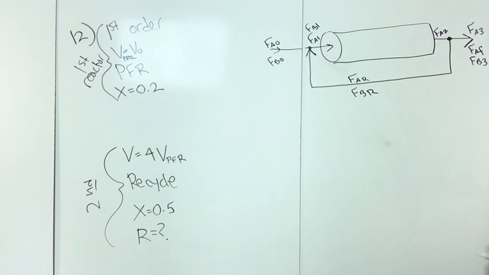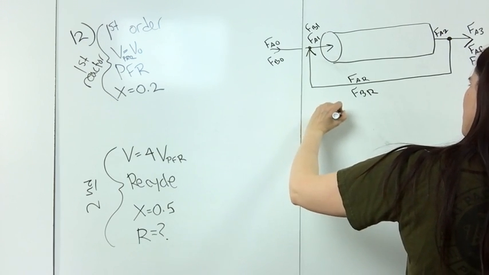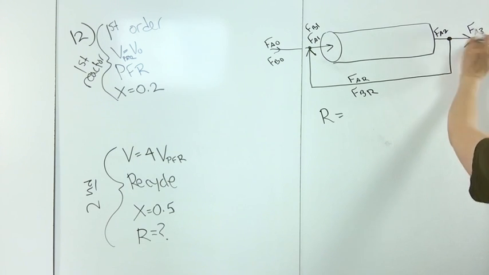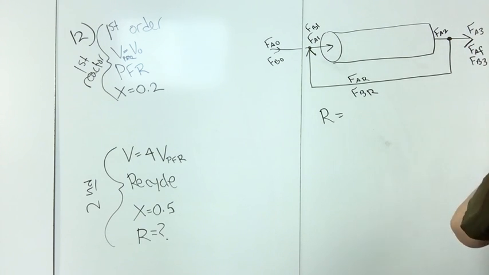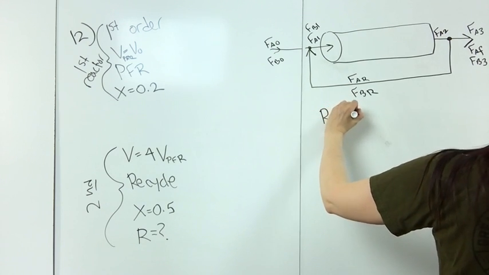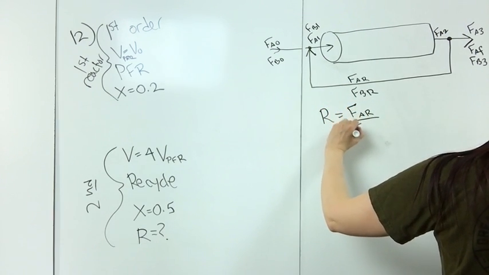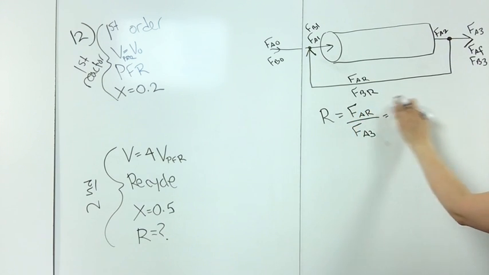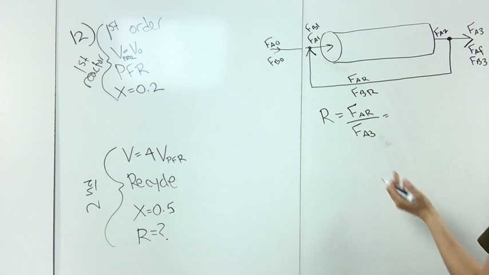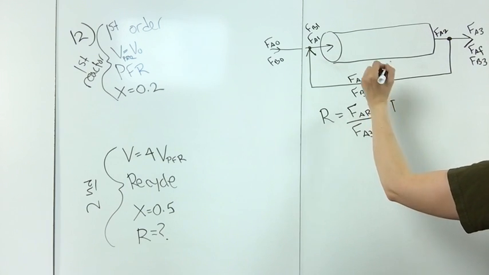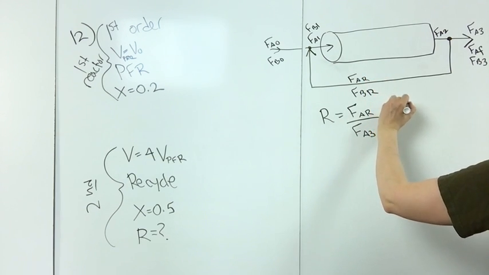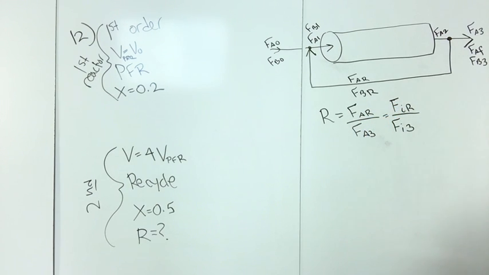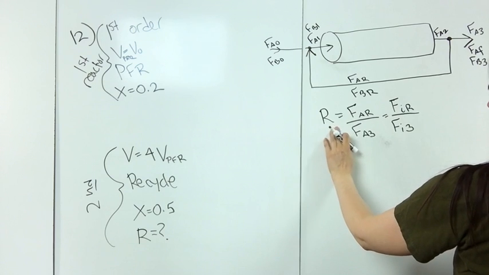And so R is the ratio of the recycle stream and the stream going out after FA2 splits. It's the ratio of FAR over FA3. And this R is the same for every species, so you could say R is FIR over FI3. Basically the problem is asking for R.